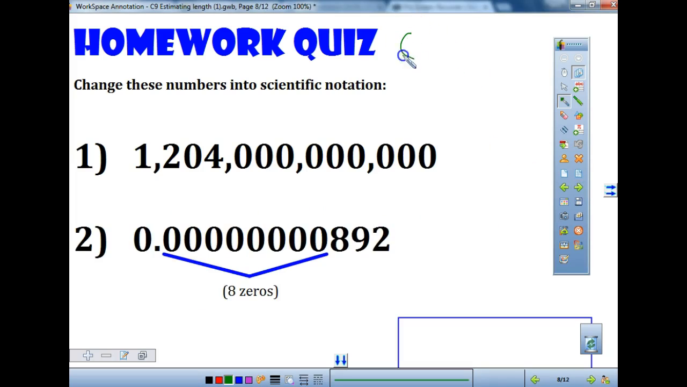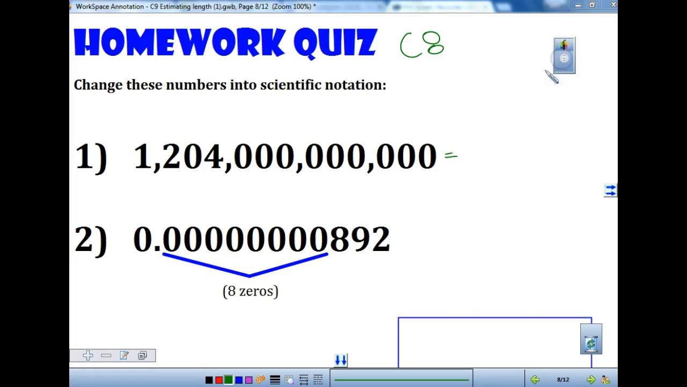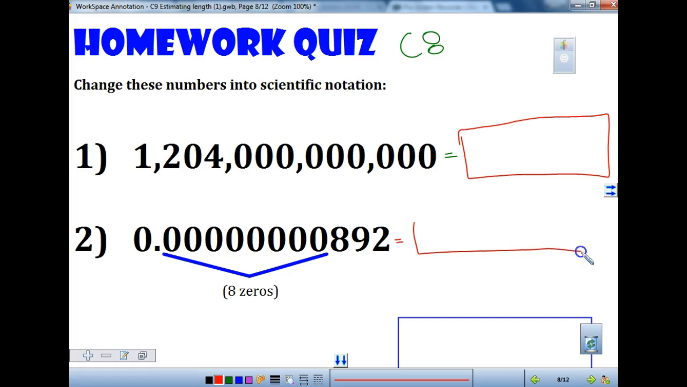And here's the quiz. Please put quiz C8. Change these numbers into scientific notation. What I would like you to make sure you do is, as you're watching this and you have this on the screen, pause the video and please, please, please make sure you write down the question. So number 1, write this large number with all the zeros, and then put an equal, and your answer will be back here in scientific notation. Same thing here. Write out the question, put it on your paper, pause the video, and we will be correcting these. I'll correct them, and hopefully all goes well.